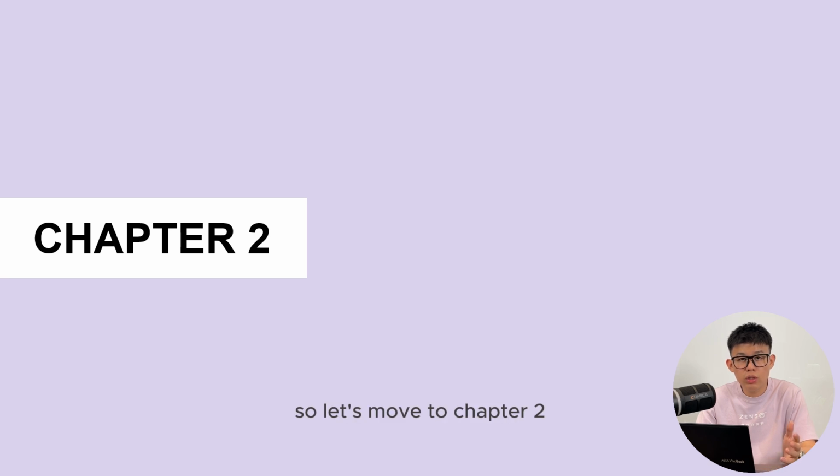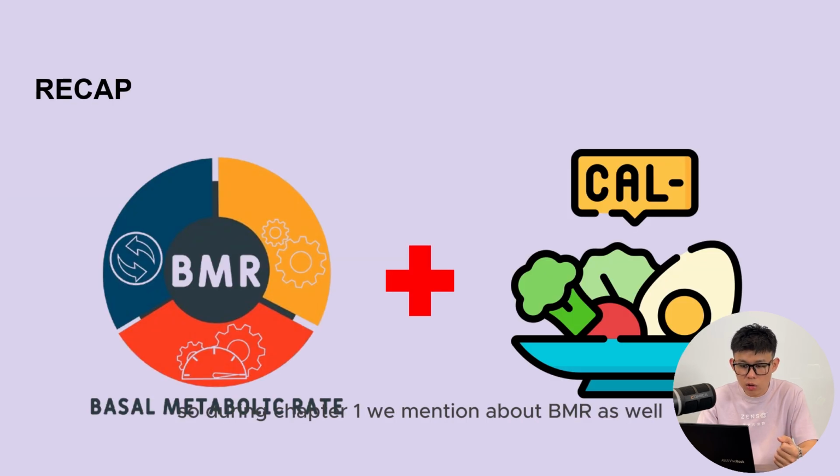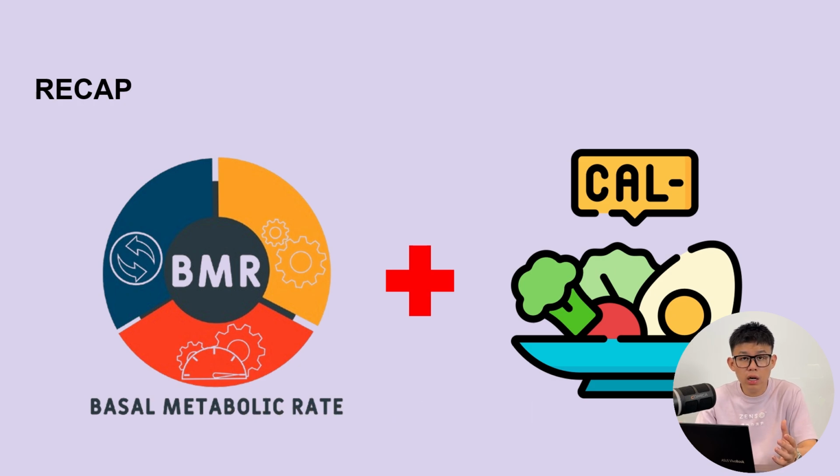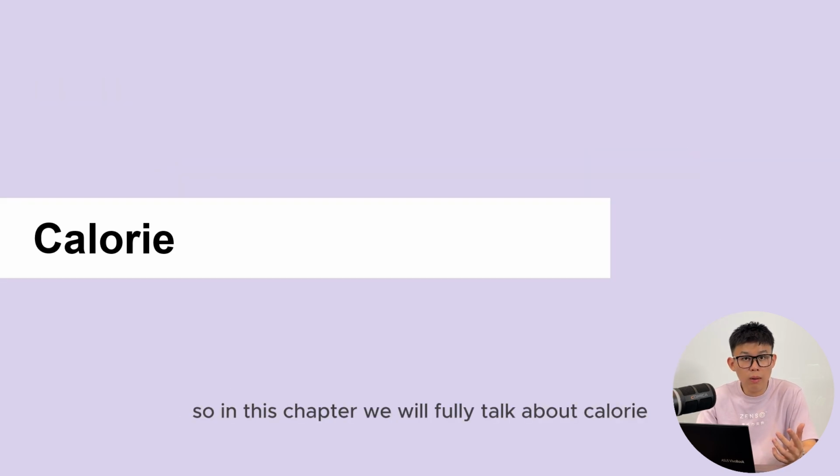So let's move to chapter 2. Before we go deep into chapter 2, let's make a short recap. During chapter 1, we mentioned BMR as well. In this chapter, we need to combine BMR and how to work with calories in order to help you in weight management as well. In this chapter, we will fully talk about calories.